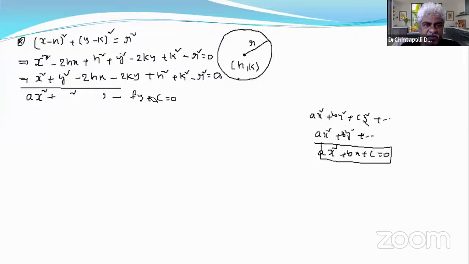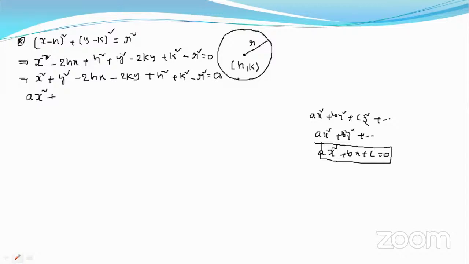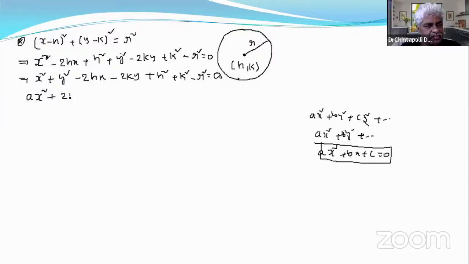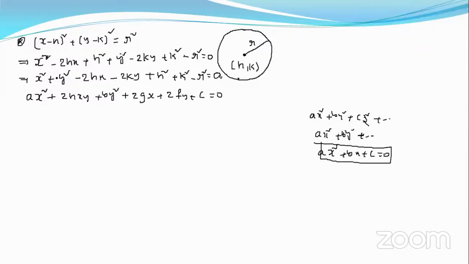Of course, the xy term is also there. Ax square plus 2hxy plus by square plus 2gx plus 2fy plus c is equal to 0. It is the general equation in x and y.